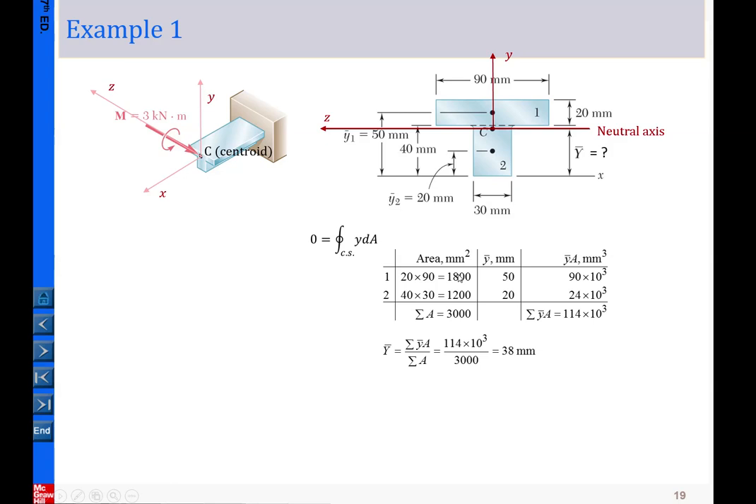So I multiply 1800 by 50 to get this, and I multiply 1200 by 20 to get this. Then I take the summation of the two numbers and put it into the formula. That determines the centroid location Y bar as 38 millimeters above the datum. So Y bar equals 38, and that is where we place the neutral axis, the Z axis, and the Y axis here.